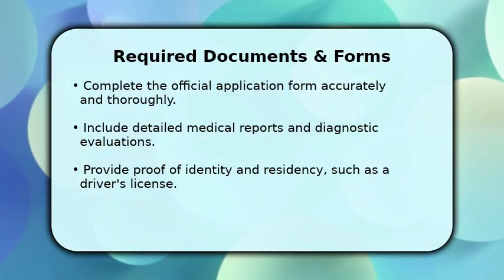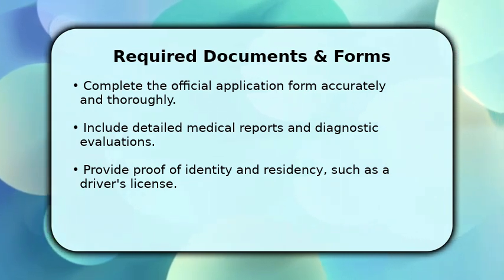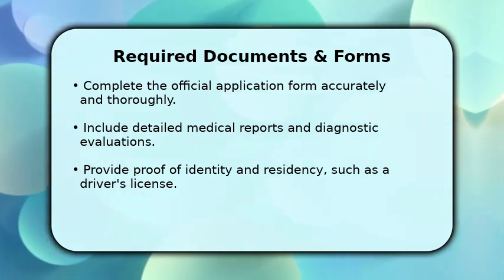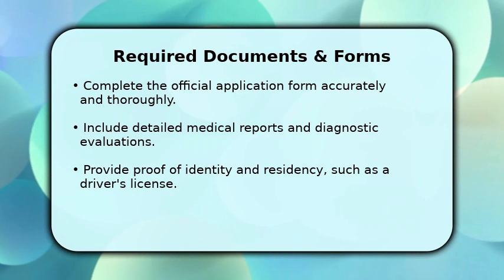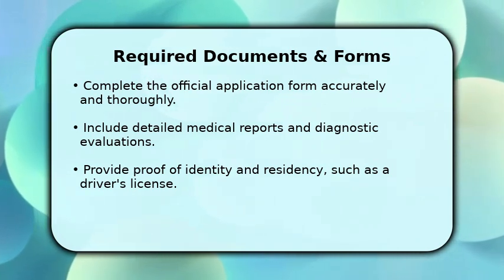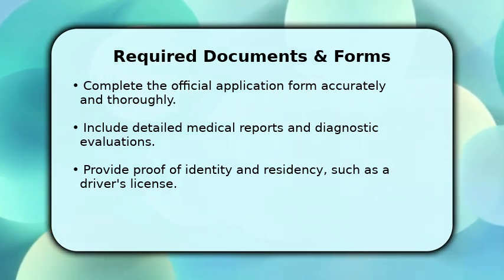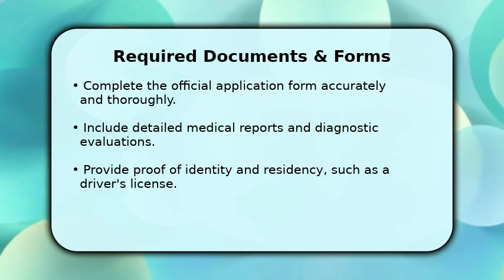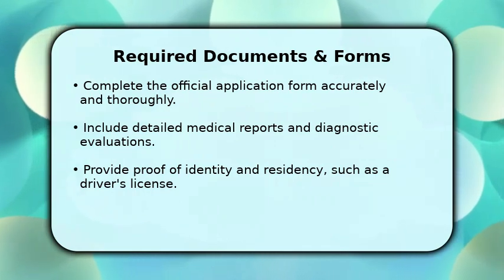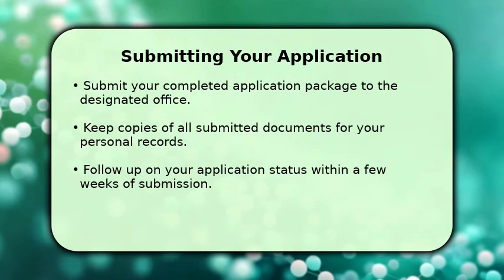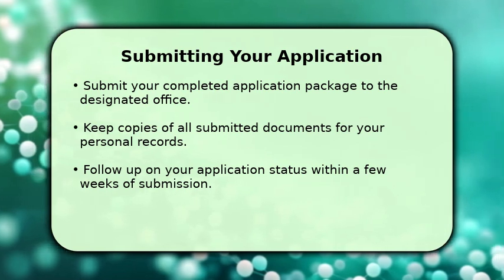Once you've identified the agency, the next step involves completing the official application form. Ensure all sections are filled out accurately and completely. You'll need to attach comprehensive medical reports and diagnostic evaluations from your healthcare professionals. These documents should clearly outline your condition and its impact. Additionally, remember to include proof of identity and residency, like a valid driver's license or utility bill, to verify your information. After gathering all your documents and completing the forms, it's time to submit your application package.